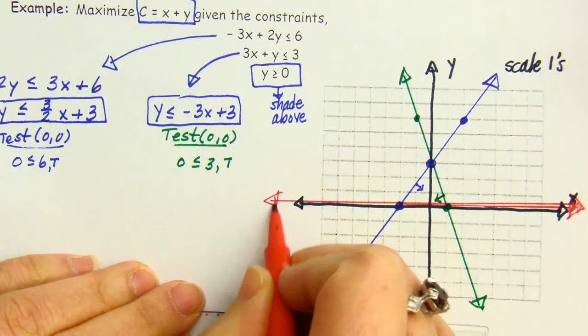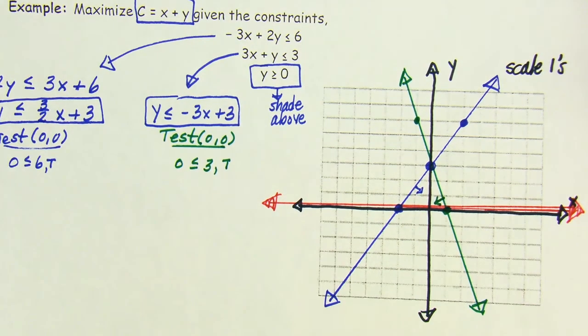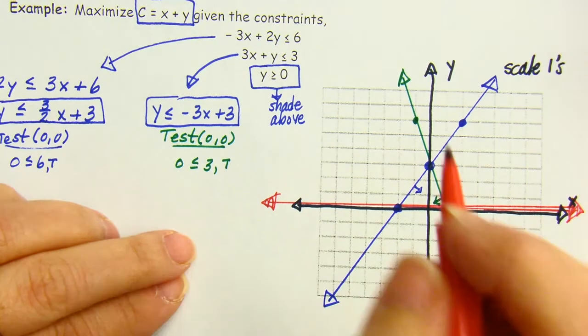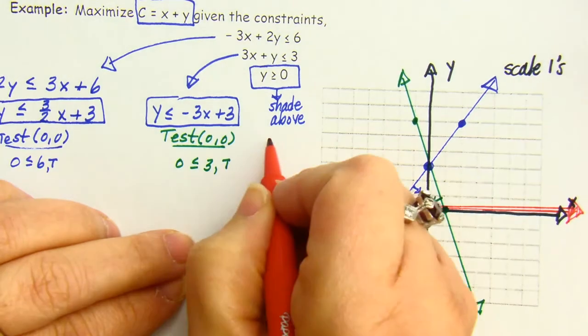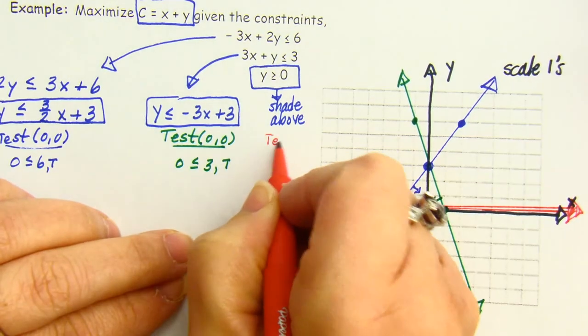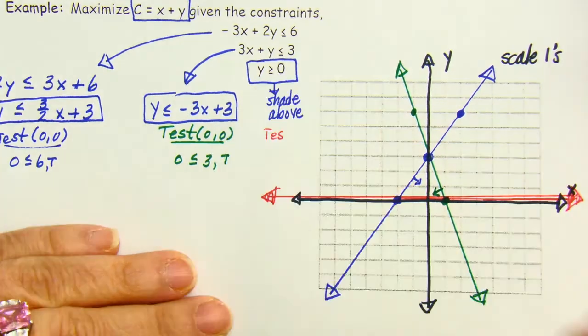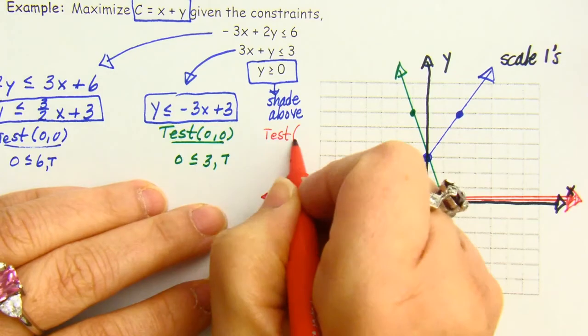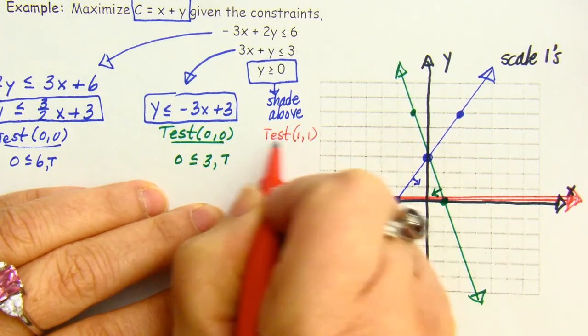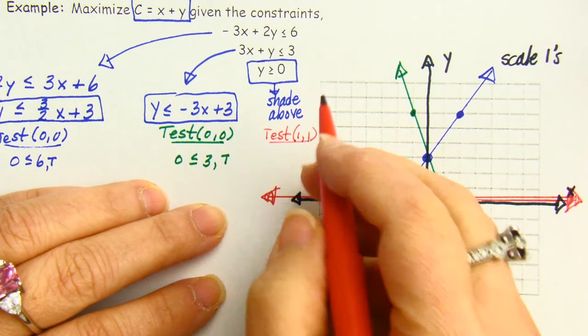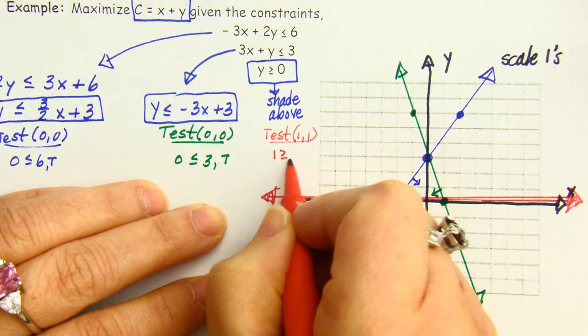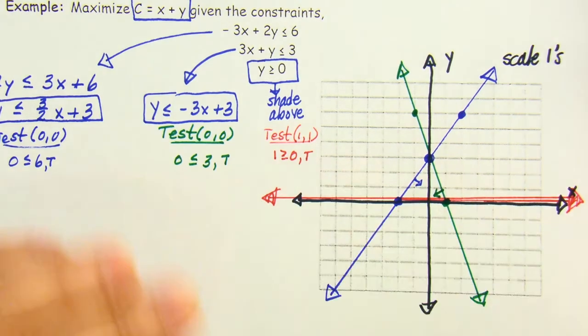Now, technically, I can't test 0, 0 because it passes right through 0, 0. You could, unless you already know y values greater than 0 would be above, you could test 1, 1. And you put a 1 in for y. Is 1 greater than or equal to 0? Yeah, that's true. So we're shading up.